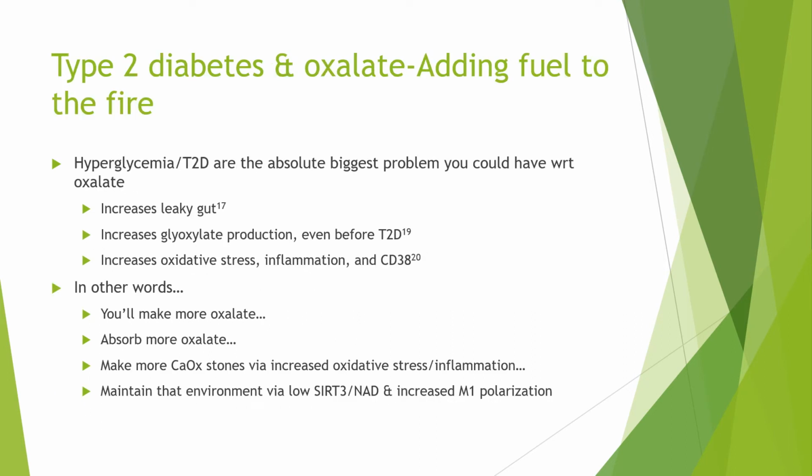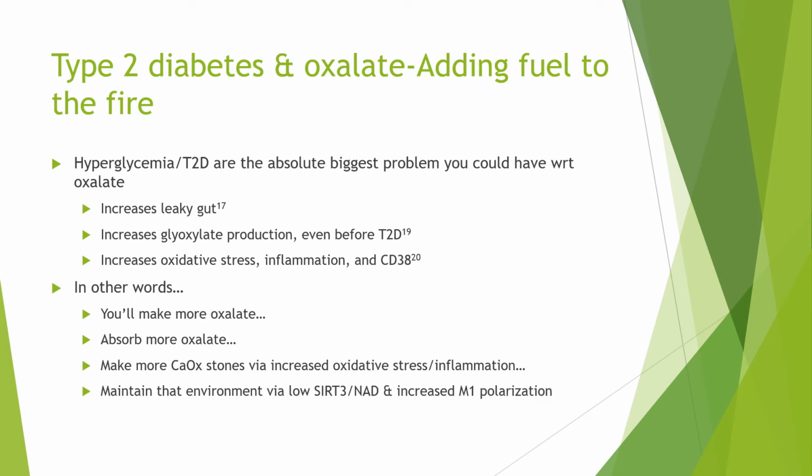And that is the perfect segue into the next topic, type 2 diabetes and oxalate, adding fuel to the fire. In fact, I'd make the argument that type 2 diabetes is the fire and the fuel. So hyperglycemia and type 2 diabetes are the absolute biggest problem you could have with regard to oxalate. For one, people with prediabetes and type 2 diabetes generally have an increased intestinal permeability, so they have higher levels of leaky gut, which means they're going to absorb more oxalate from their diet. It's also going to increase glyoxylate production even in the pre-diabetic stage. So now you have a leakier gut, you're increasing your oxalate absorption, and you're creating more.